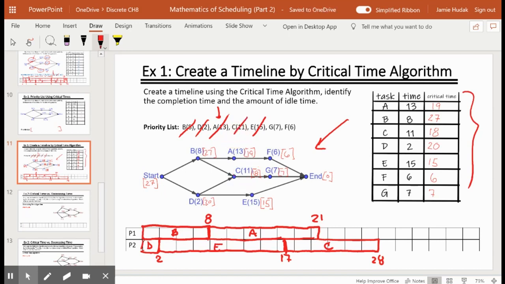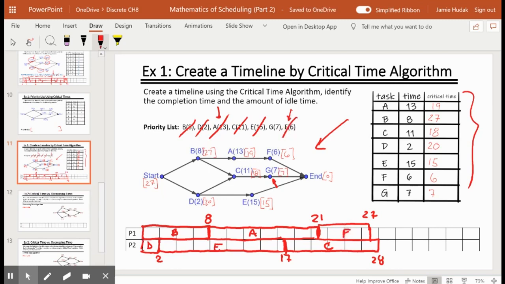Next in my list is G. G is waiting for C to finish, but worker 1 is ready to go while C is still in process. So I skip over G and I look at F. F is waiting for A to finish. Well, A finishes right here with worker 1, so I can schedule F right away. So those 6 units of time, 6 plus 21 is 27. So my schedule will bring me out to here with F.